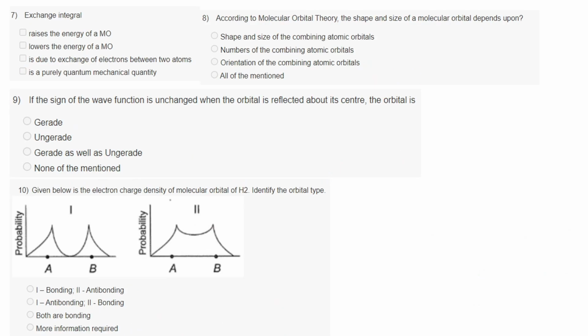Okay, so there is actually a mistake in the question. Previous year we solved it, we corrected the question, but this year I think there are some mistakes from the other TAs. Actually this will be an MCQ type question, this is not MSQ. And I think in the solution it is given that exchange integrals lower the energy of an MO. Actually the only correct answer would have been that it is a purely quantum mechanical quantity.